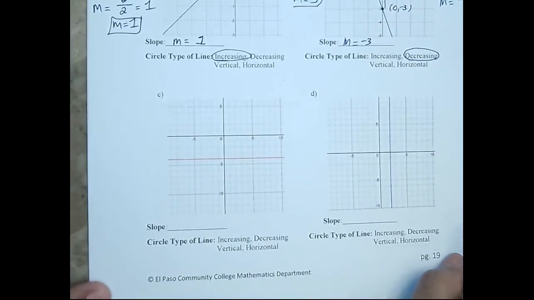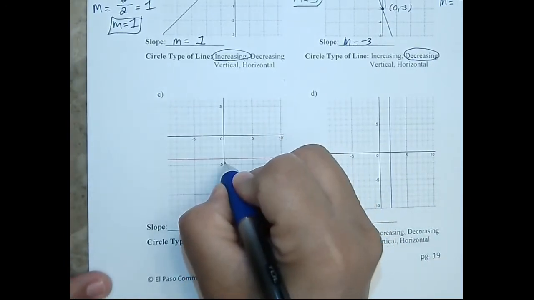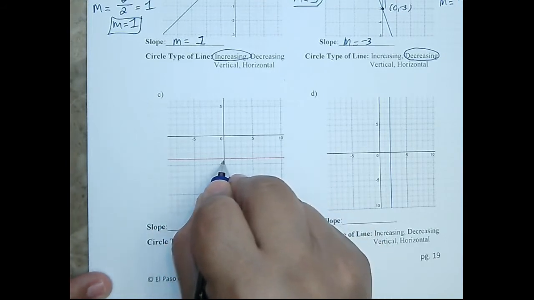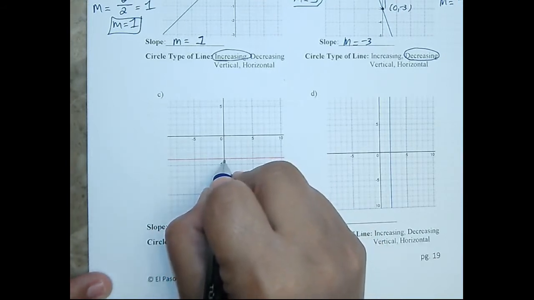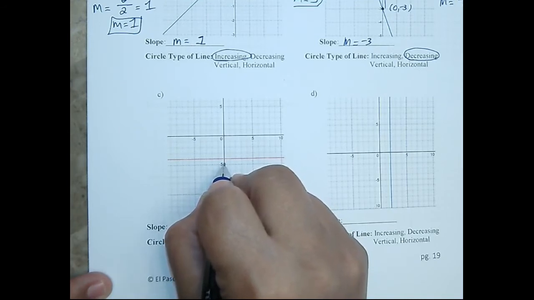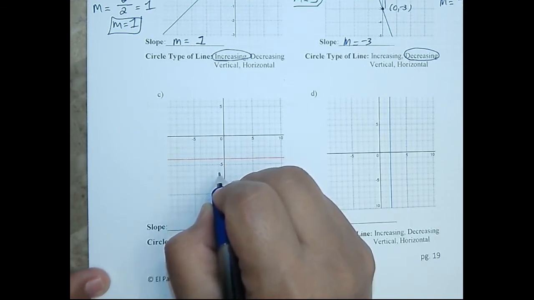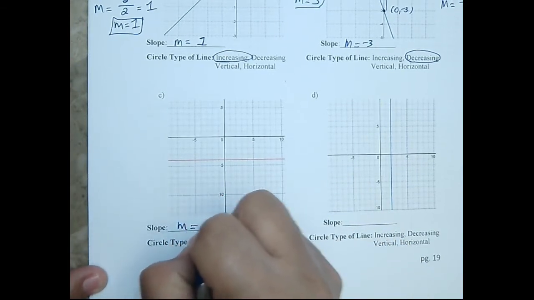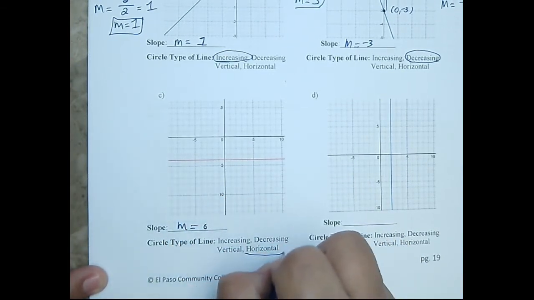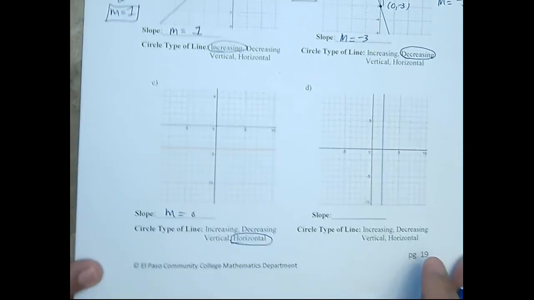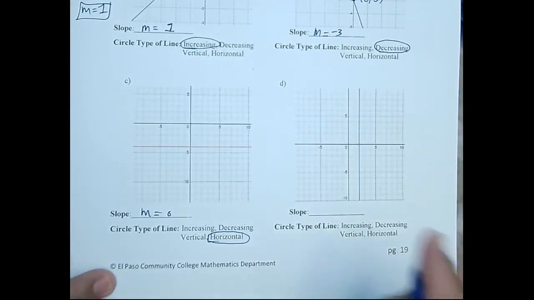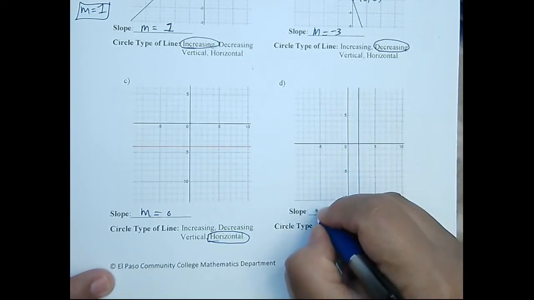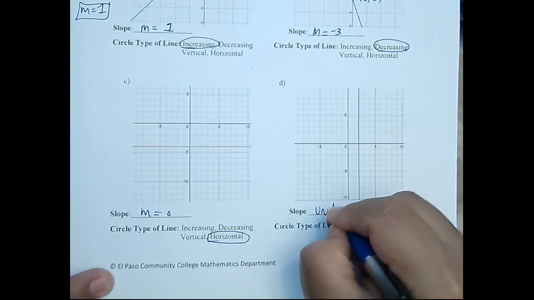Okay, letter C. So for letter C, we have a horizontal line and it passes through y equals -4. And so here we can see that since it's horizontal, the slope is 0. And over here, you have a vertical line. So remember that when the line is vertical, we say that the slope is undefined.